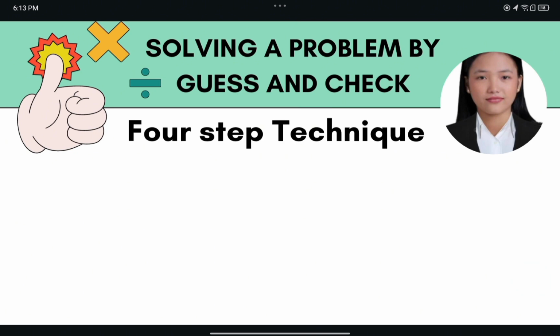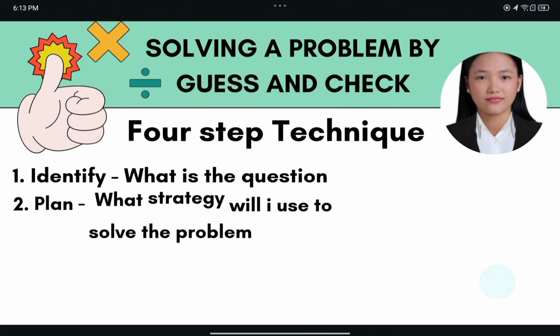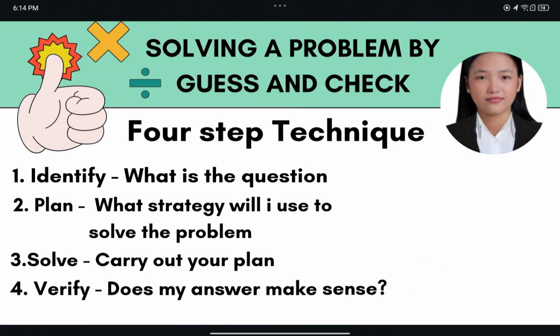1. Identify what is the question. 2. Plan what strategy will I use to solve the problem. And 3. Solve, carry out your plan. And last, verify, does my answer make sense?